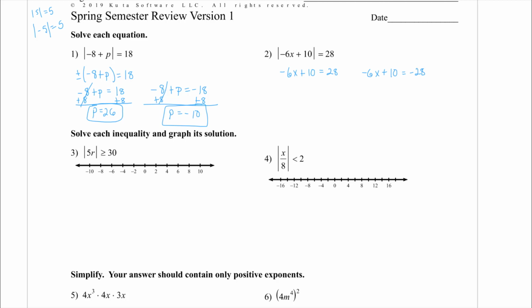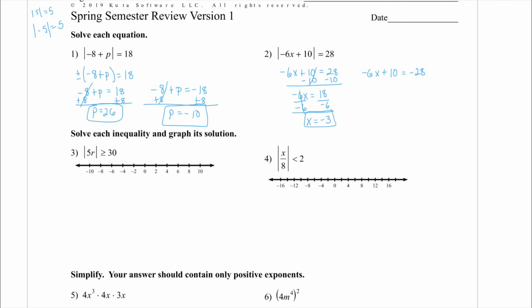So we want to, on both of these, actually do the same steps. Again, the number on the right being slightly different will give us two different answers. So here I want to subtract 10 and get -6x equals 18, and then I want to divide both sides by -6. So x equals -3, that's my first answer.